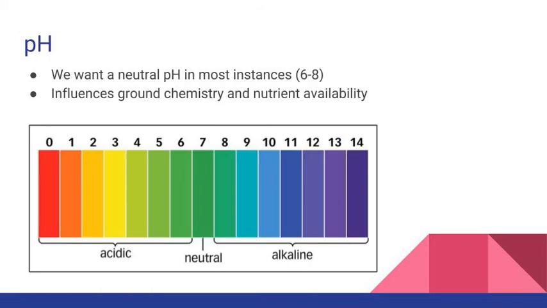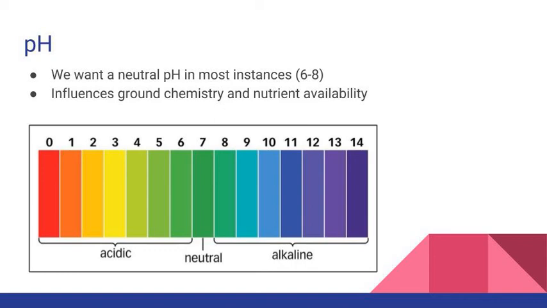pH must also be taken into consideration in the system, where we normally want to keep things around a neutral pH of 6 to 8, or in other words, not too basic or acidic. Certain bacteria can only exist in specific conditions, and the pH will also influence the effect of soil nutrients and their availability.